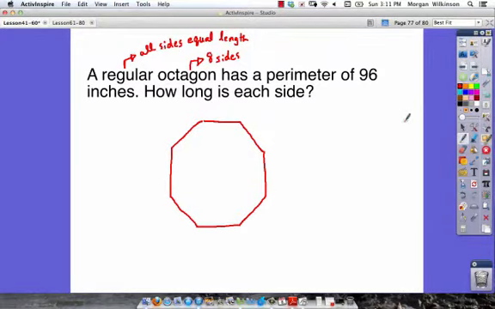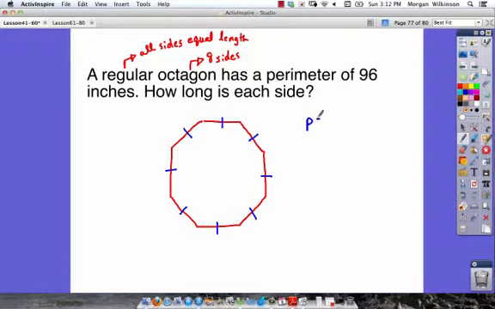So we've got our octagon, 1, 2, 3, 4, 5, 6, 7, and 8, like a stop sign. Now this says a regular octagon, so all sides should be the same length. To show that, I'm going to put one tick mark on each of our sides. That means they're all exactly the same. When we draw them by hand, they might not actually be the same if we measured them with a ruler, but because we've drawn it by hand, it means that they're all the same. So a regular octagon has a perimeter of 96 inches. How long is each side?